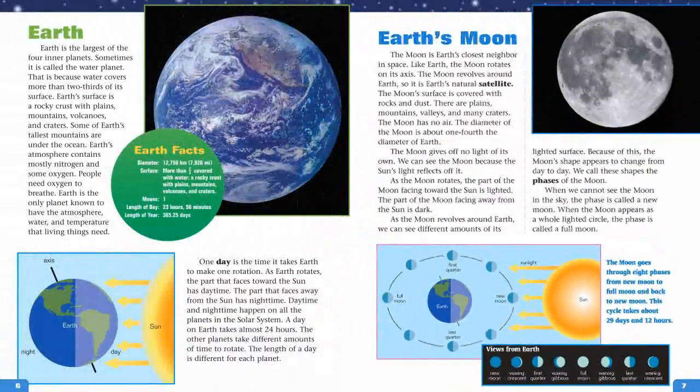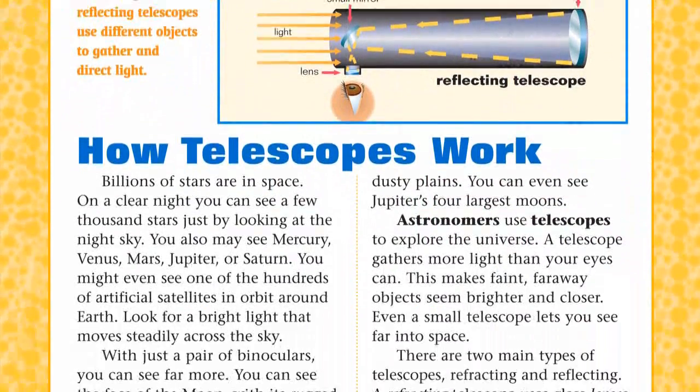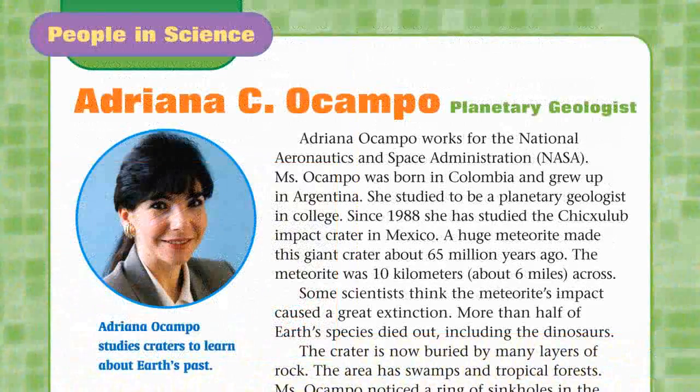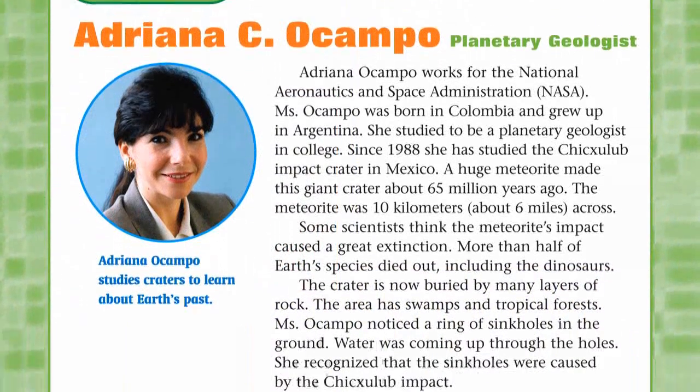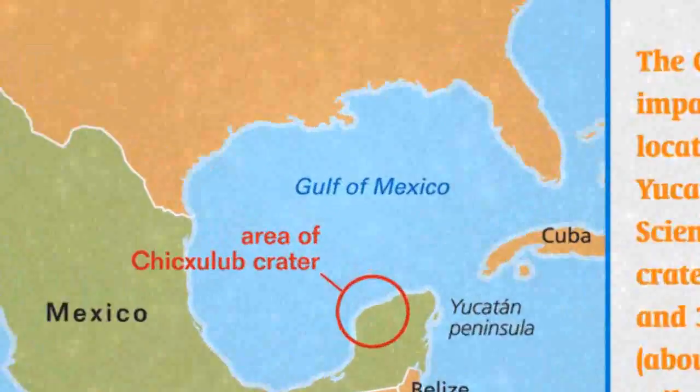Students also learn how telescopes work and discover celestial patterns called constellations. Finally, the Delta Science Reader Solar System details the work of a planetary geologist and encourages students to think about how they too can explore the universe.